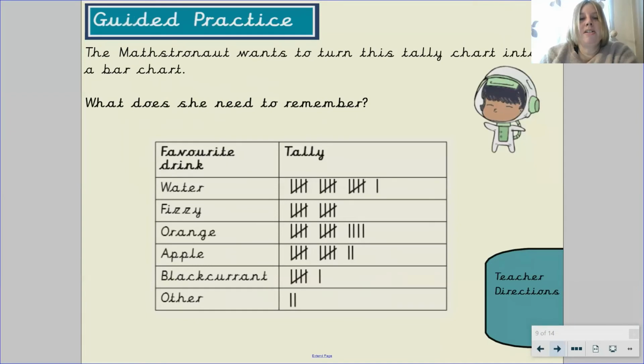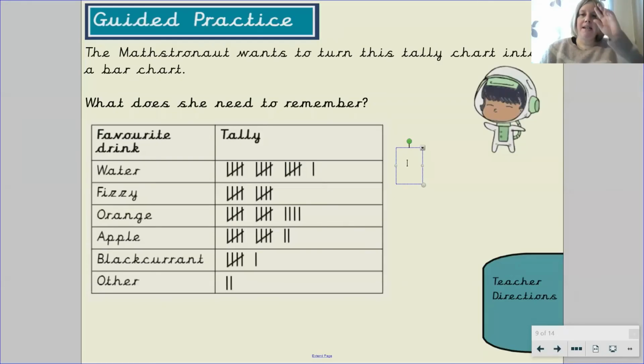Let's read our next question. The astronaut wants to turn his tally chart into a bar chart. What does she need to remember? I want you to have a little think about this and see if you can jot down all of the things that we did to make a bar chart. Pause your video and make a list for me. Let's make a list of things that we need to remember when we are making a bar chart.